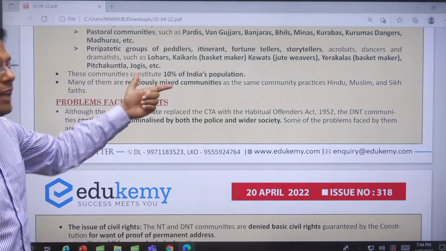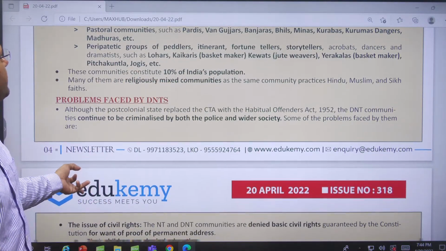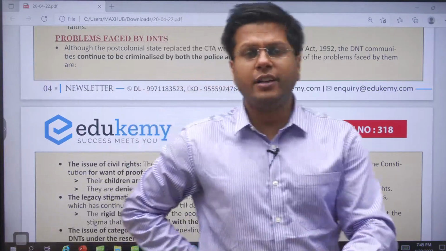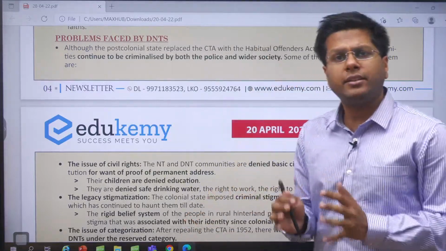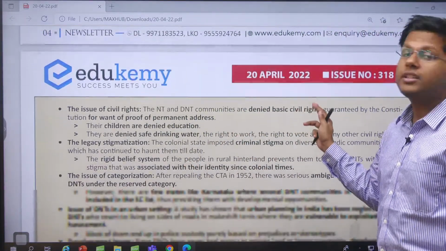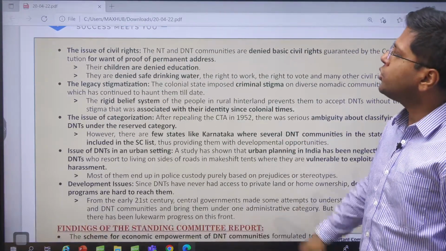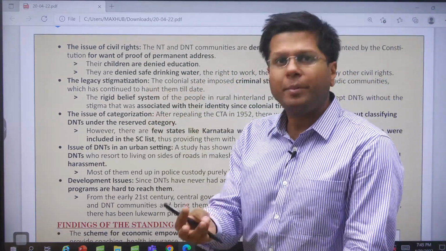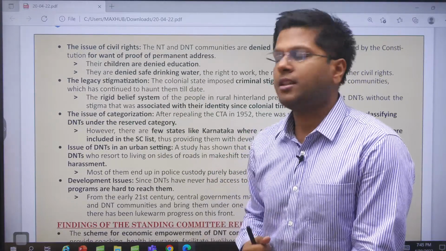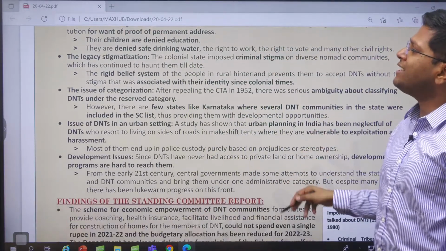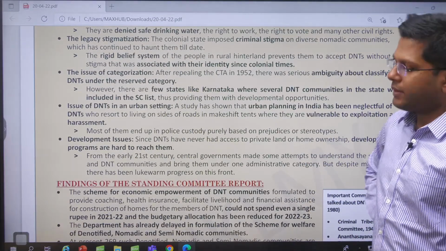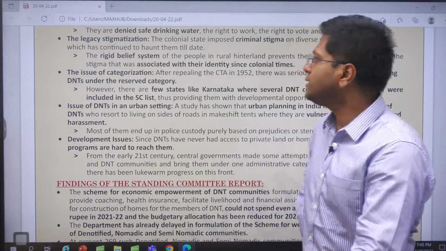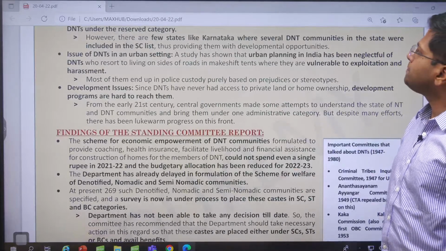All right, so this is around 10% of India's population. Imagine, this is the size that they have, right? The problems that they are facing: criminalized by police all the time, habitual offenders is what people call them, even when their family and they are not involved in this, viewed with an eye of suspicion and some stereotyping of them. Civil rights, political rights, economic rights not available because they have not been recognized by the government in many programs. Legal legacy of stigmatization, rigid belief that their identity is associated with colonial times and habitual offending. So these are the issues about these communities, right?